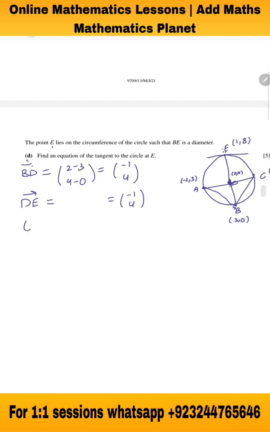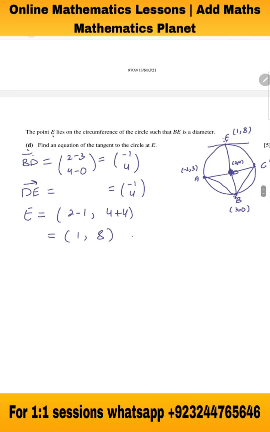So the next is the point E. The point E would be the distance between the center and the point, DE. So it would be 2 minus 1, 4 plus 4, which would be equal to (1, 8). So this is the point E, which is (1, 8).